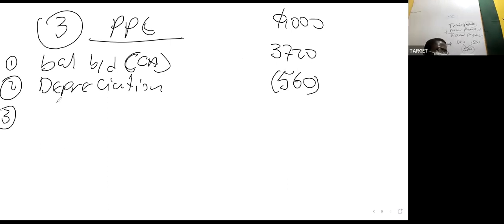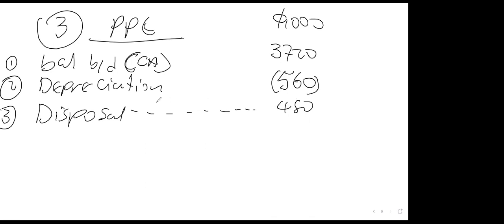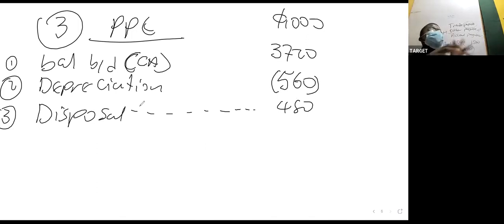Item number 3. Look for disposal, the asset that is sold. Disposal. What's the current amount of the asset that is sold? We had 480, right? Do I add or should I subtract? Current amount of the asset that they dispose of. When you sell an asset, will it reduce the pool or increase the pool? It will reduce the pool. So therefore, current amount, you subtract. So put it in bracket.